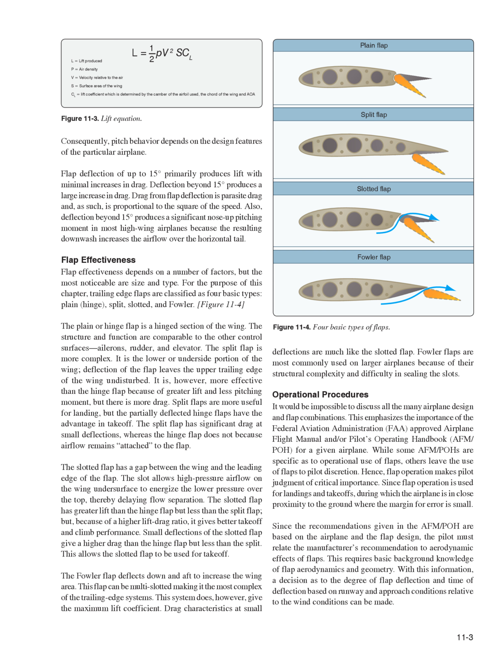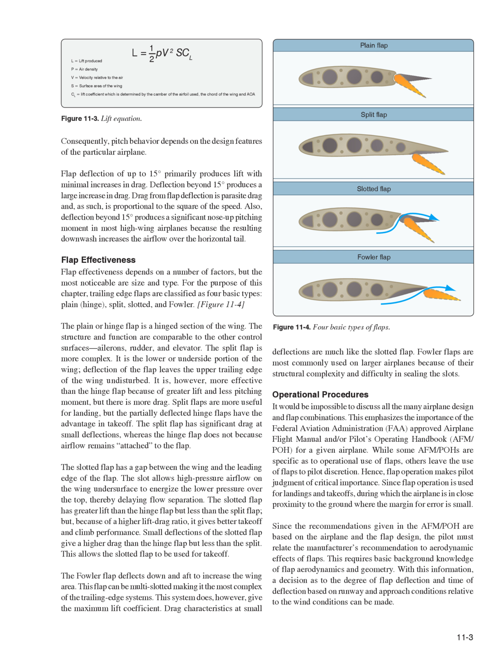The split flap has significant drag at small deflections, whereas the hinge flap does not because airflow remains attached to the flap. The slotted flap has a gap between the wing and the leading edge of the flap. The slot allows high-pressure airflow on the wing undersurface to energize the lower pressure over the top, thereby delaying flow separation. The slotted flap has greater lift than the hinge flap but less than the split flap, but, because of a higher lift-drag ratio, it gives better takeoff and climb performance.